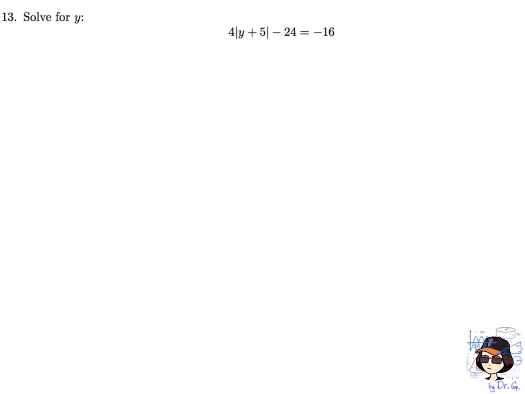Another absolute value equation, but we only have one absolute value. 4 times the absolute value of y plus 5 minus 24 equals negative 16. So the first goal is to isolate that absolute value. So adding 24 to both sides gives me 4 times absolute value of y plus 5 is equal to positive 8. And now let's divide both sides by positive 4. And we get absolute value of y plus 5 equals 2.